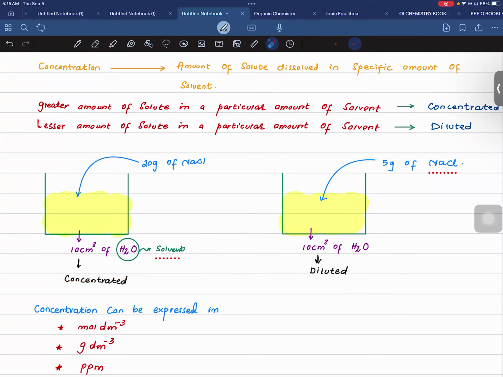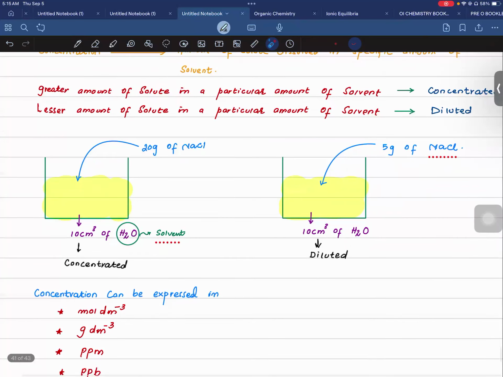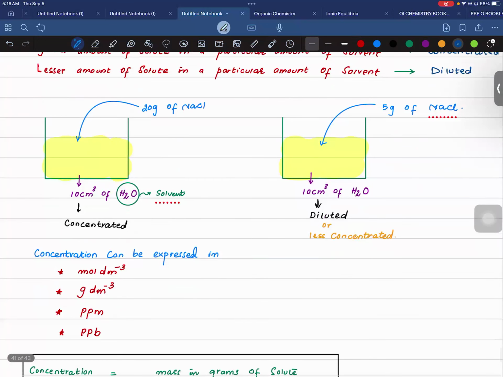So I'm going to add more sodium chloride in this particular amount of solvent, so technically I can say that this is more concentrated. And if we have less amount of solute in a particular amount of solvent, I can say that this is diluted, or less concentrated.